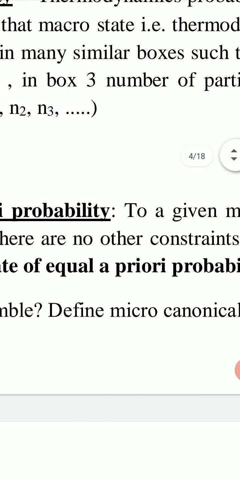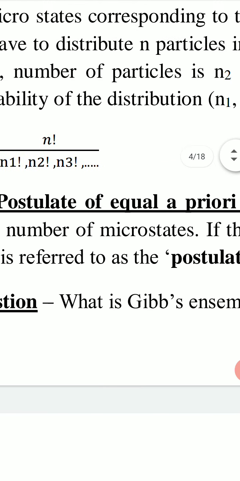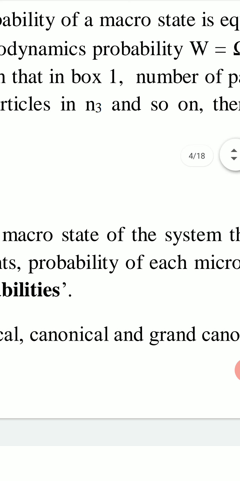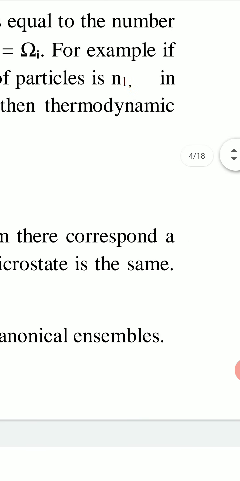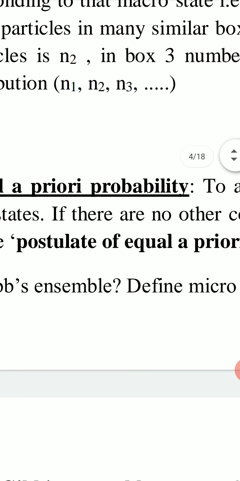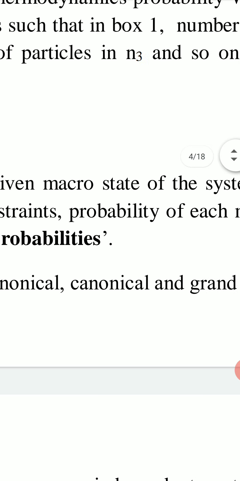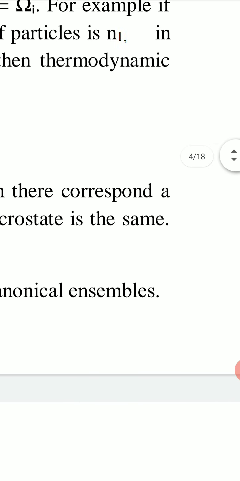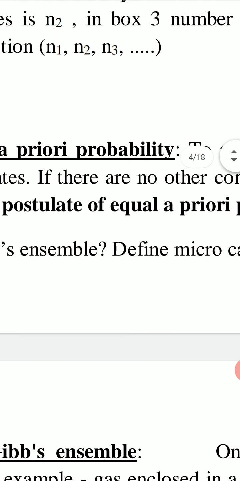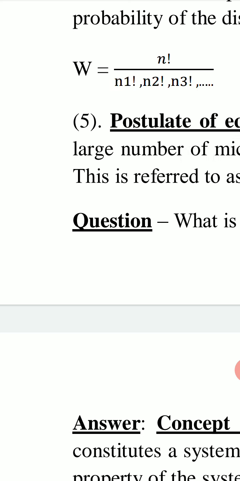For example, if we have to distribute n particles in many similar boxes, such that in box 1 the number of particles is n1, in box 2 the number of particles is n2, in box 3 the number of particles is n3 and so on, then the thermodynamic probability of the distribution n1, n2, n3 is given by W equal to factorial n upon factorial n1 into factorial n2 into factorial n3.